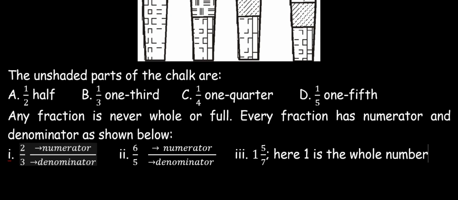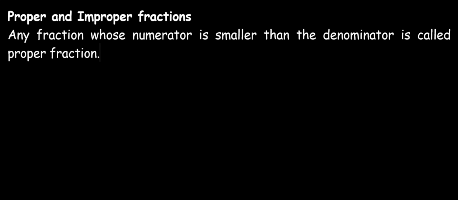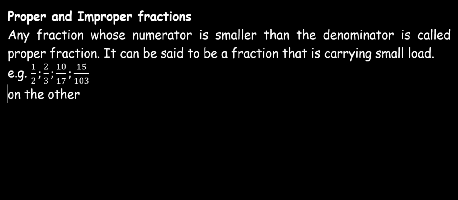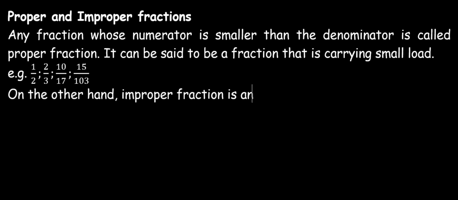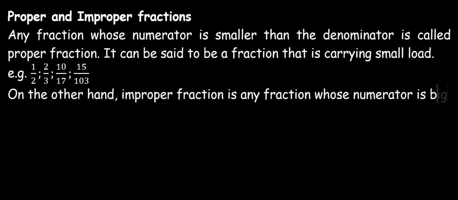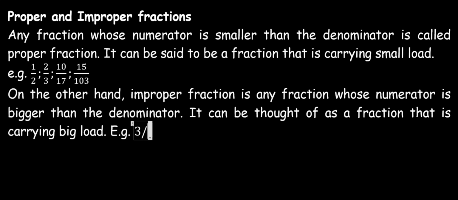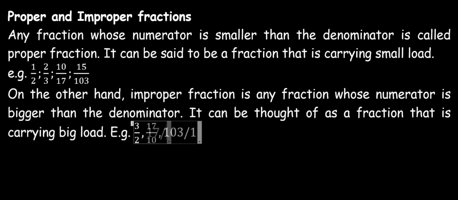Proper and improper fractions. Any fraction whose numerator is smaller than the denominator is called a proper fraction. It can be said to be a fraction that is carrying a small load. Example, 1/2, 2/3, 10/17, 15/103. On the other hand, an improper fraction is any fraction whose numerator is bigger than the denominator. It can be thought of as a fraction that is carrying a big load. Example, 3/2, 17/10, 103/15.